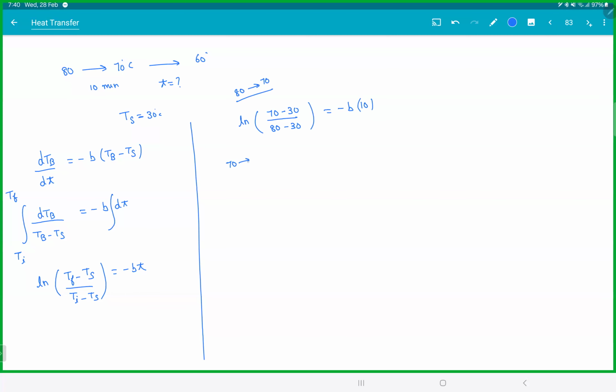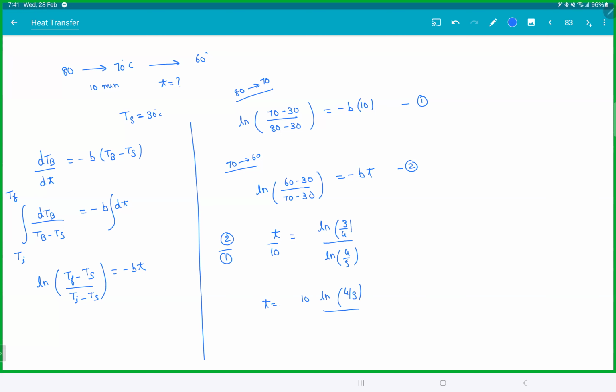When you go from 70 to 60, ln of (60 minus 30) by (70 minus 30) is minus b into time. Divide them. Then you end up with equation 2 by 1. You will get t by 10. This will be ln 3 by 4 by ln 4 by 5. So there, time will be ln 4 by 3 by ln 5 by 4. That's your answer.